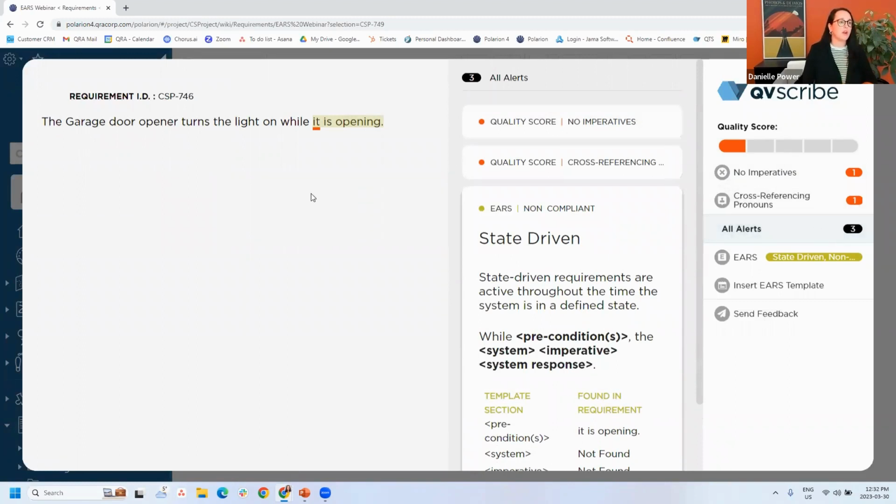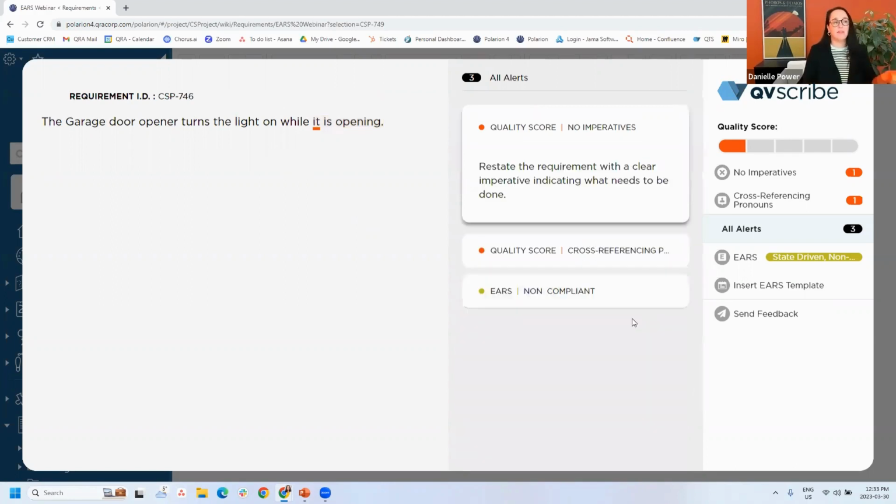This is one that was already written. It says the garage door opener turns the light on while it is opening. I understand what we're trying to get across, but the first problem is that we don't have an imperative. That's a big fundamental of a requirement. We need to ensure that we're saying that something needs to be done.